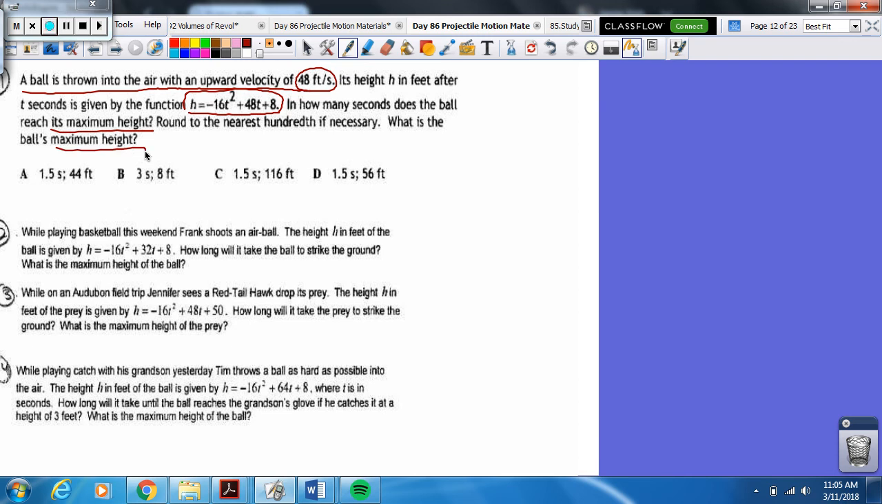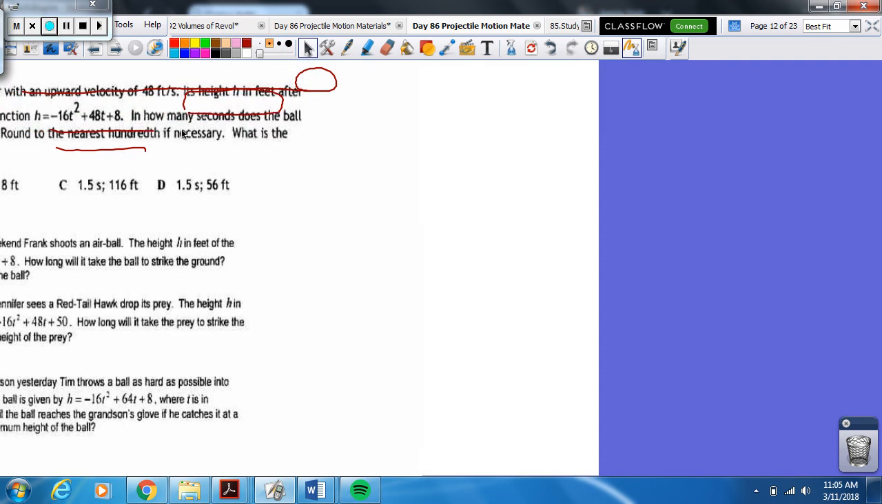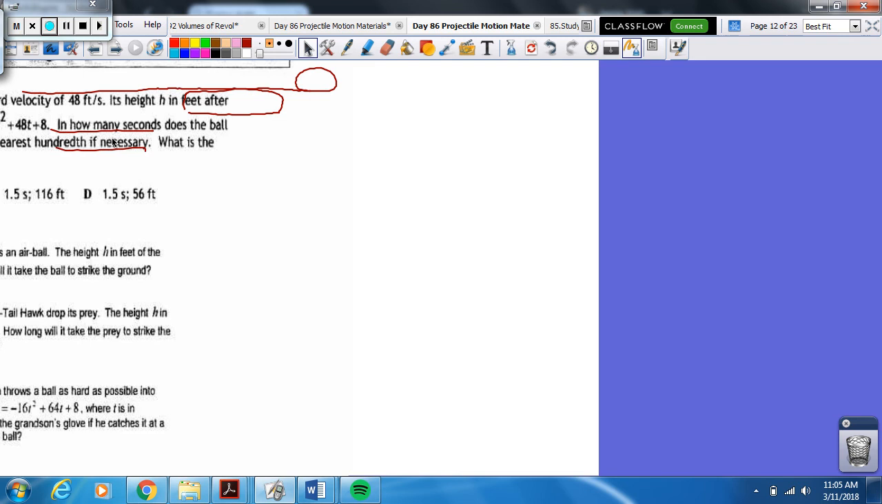Okay, so let's look at this. First off, let me get this out of the way. Right here. Get that out of the way. So we have h equals negative 16t squared plus 48t plus 8.